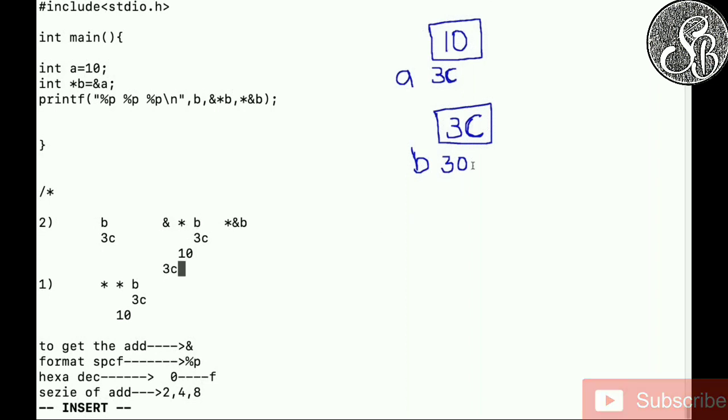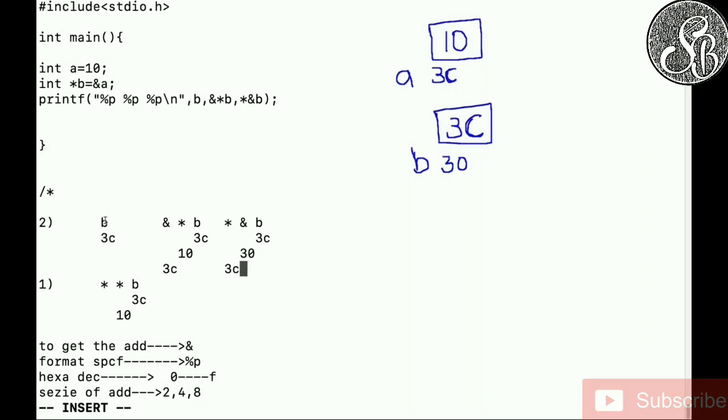Correct, right? B in the sense what? 3C. Where is it pointing to? It is pointing to 10. The same thing I'll be doing here, and for this one also. Okay, B means what? 3C. Where this 3C is, what is the address of this 3C? Where is this 30 pointing to? 30 is pointing back to 3C itself.